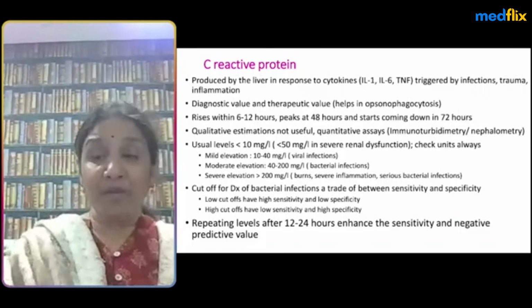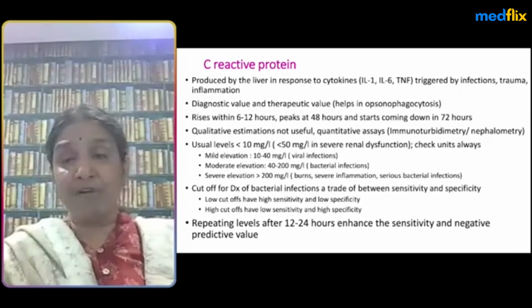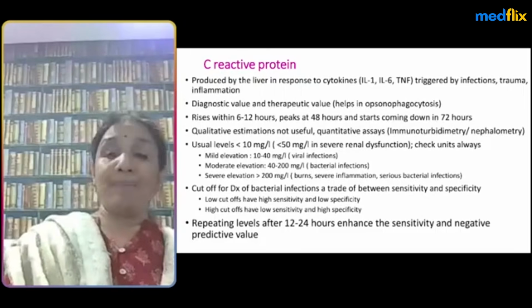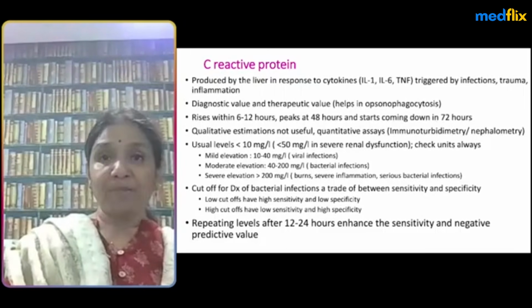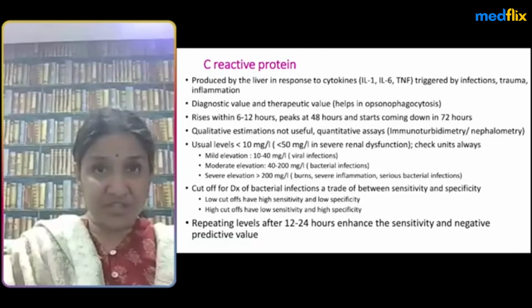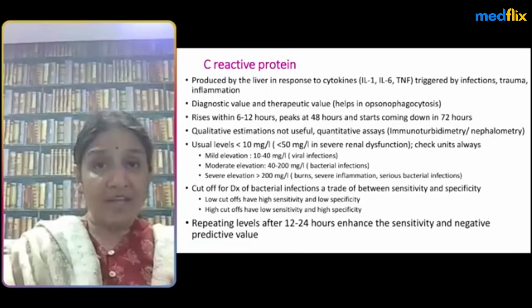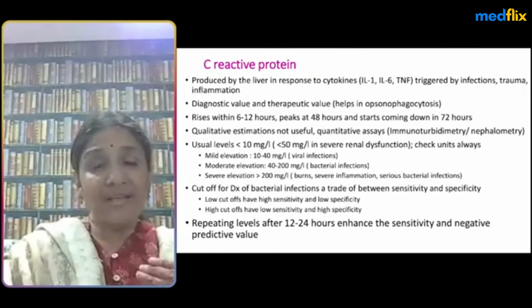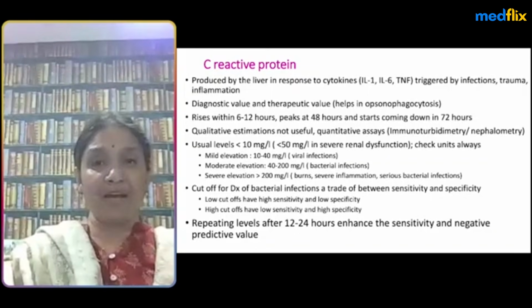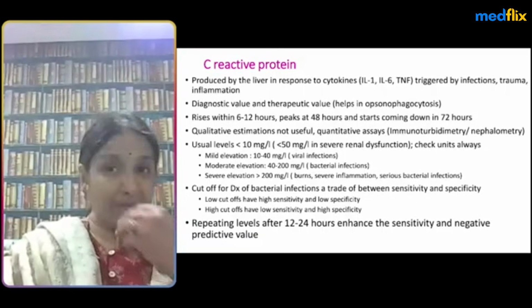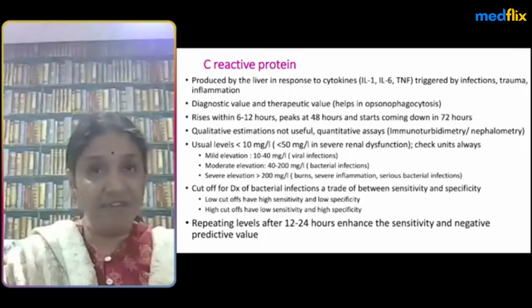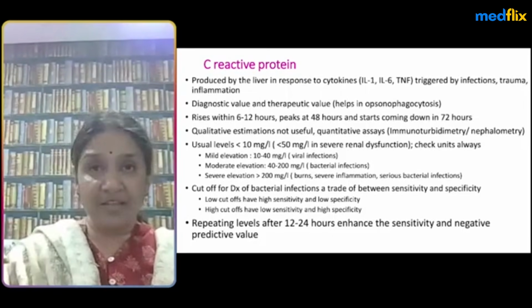Another important thing which you have to bear in mind is because the CRP is produced by the liver, if the patient has end-stage liver disease, the CRP will not go up even if the patient is having an infection. Now, CRP has a diagnostic value, and the CRP also has a therapeutic value because the CRP helps in opsonophagocytosis. Usually, the CRP starts rising 6 to 12 hours later. It peaks at 48 hours and starts coming down in 72 hours. So that means if the patient starts having fever in the morning and you do a CRP in the evening, it will come normal even if it is a bacterial infection.